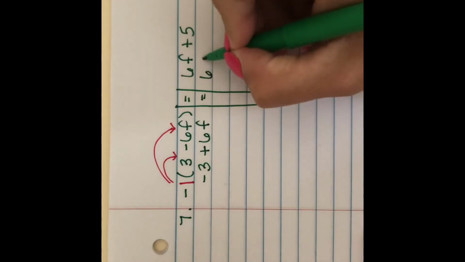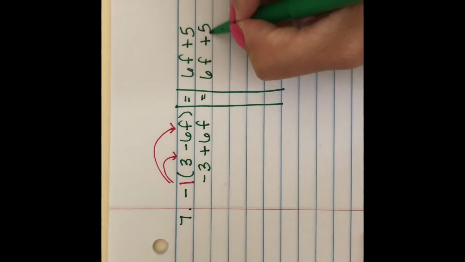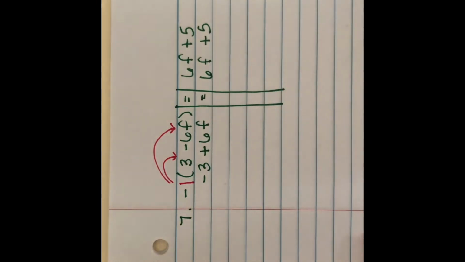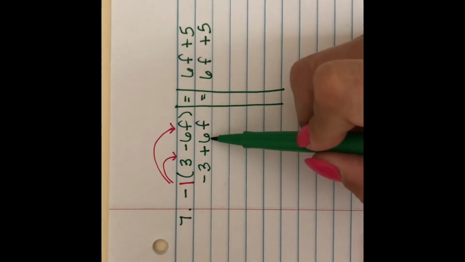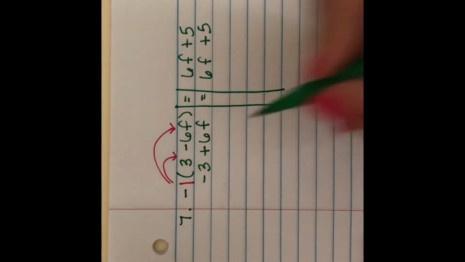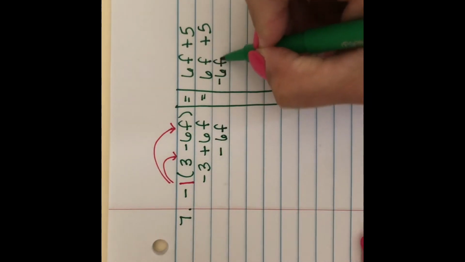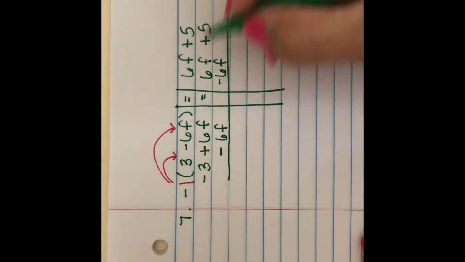On the right side, I have 6f plus 5. And there it is again. Those two variables have the same value. I have a 6f on the left and a 6f on the right. So when I subtract 6f on both sides, what am I going to be left with?